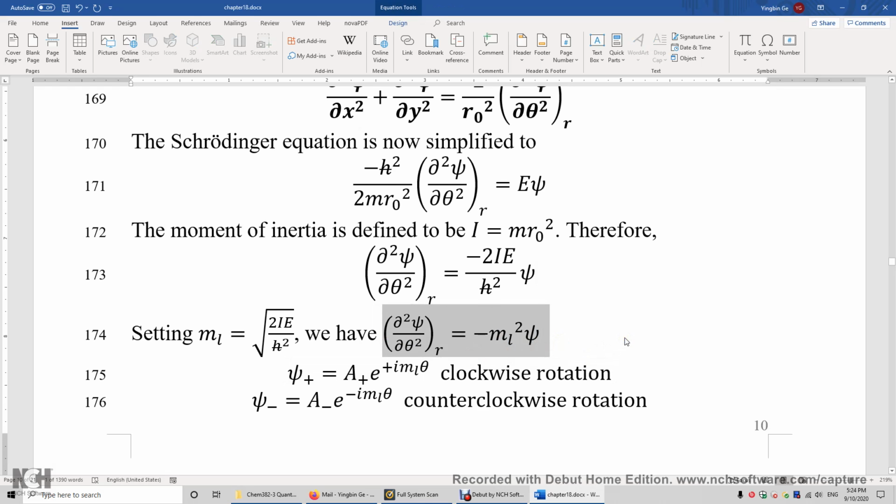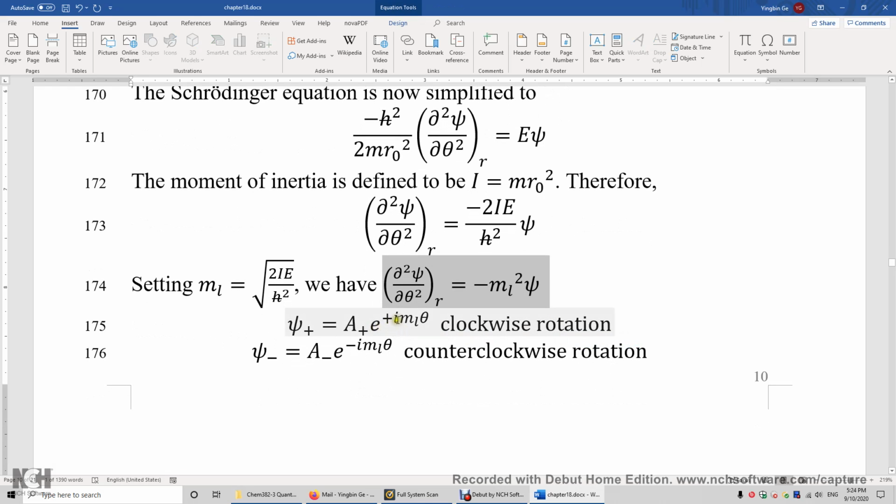There are two possible solutions. One is e to the power of i times m sub l times theta. The other is e to the power of negative i m sub l times theta. So when you see a plus sign, you can imagine it's clockwise rotation, and negative sign counterclockwise rotation. So there can be two different directions. Now you may wonder, why did I use m sub l as the name of this variable? Why did I choose this notation? It's really bizarre.